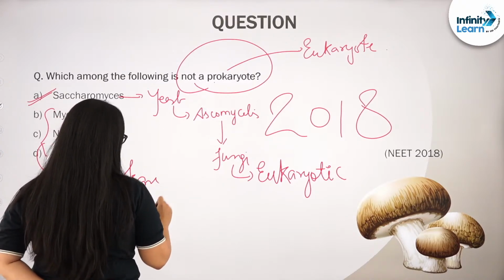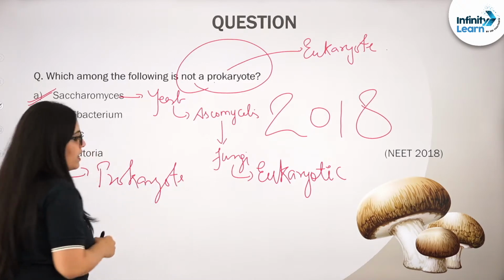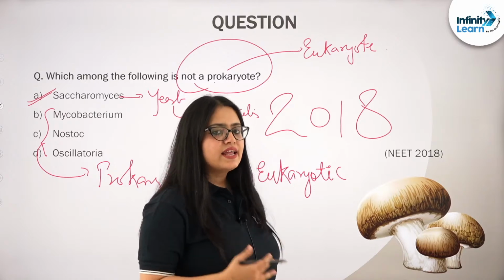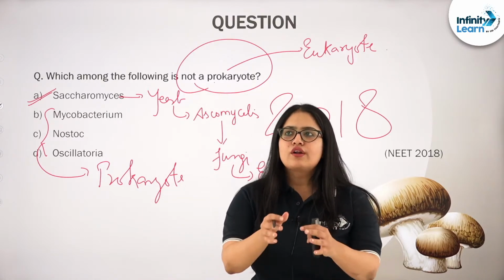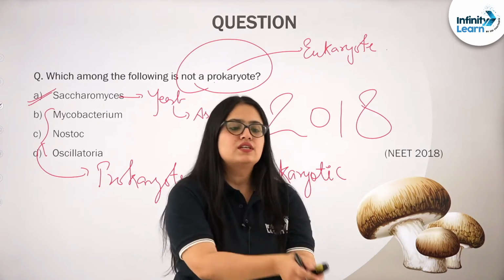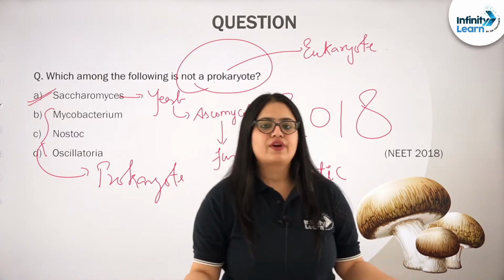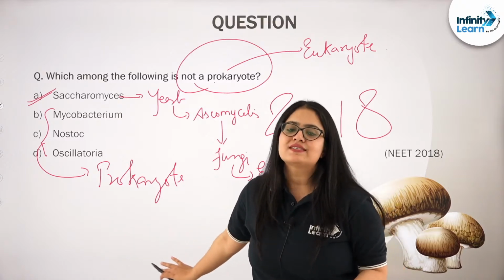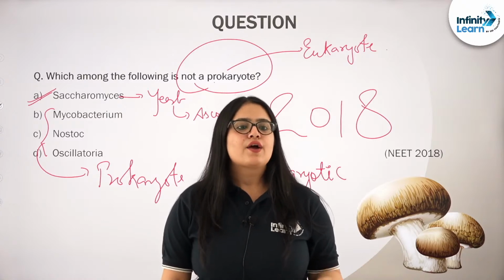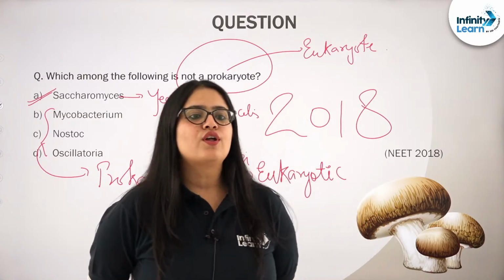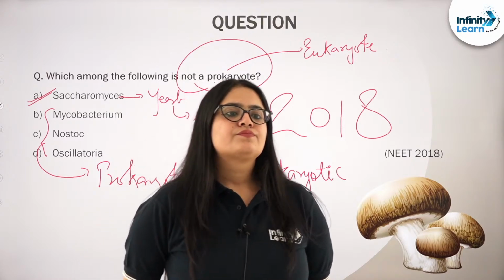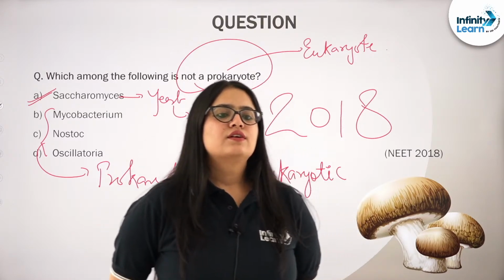What is a prokaryote, my kids? Prokaryotes are the ones which do not possess a well-defined nucleus. Their DNA is not enclosed by a membrane-bound structure. Rather, it is concentrated in a region known as the nucleoid, right? Prokaryotes do not possess well-defined membrane-bound cell organelles. I hope this much is clear to all of you. Right? Good.